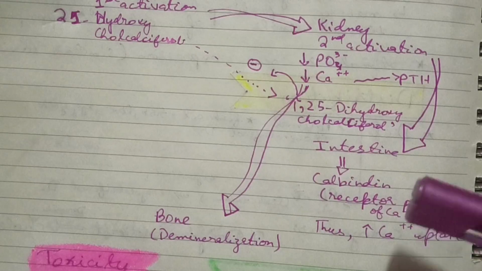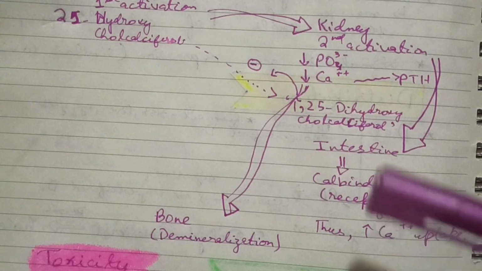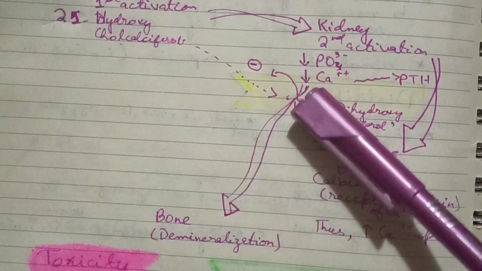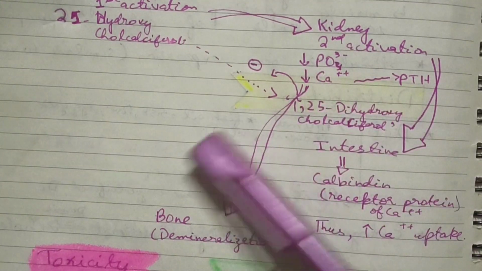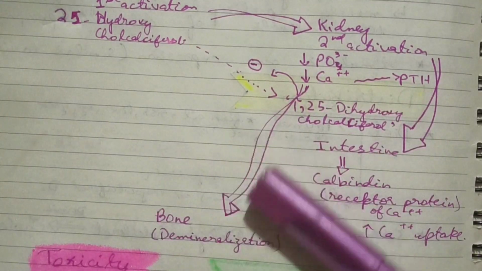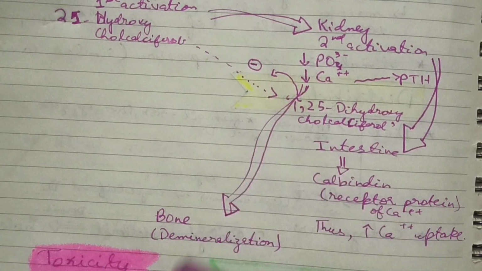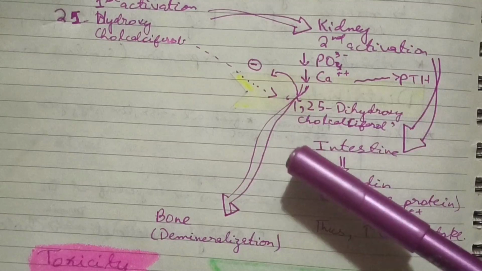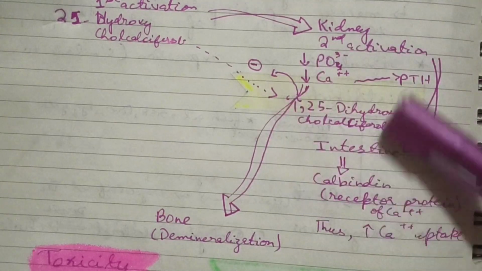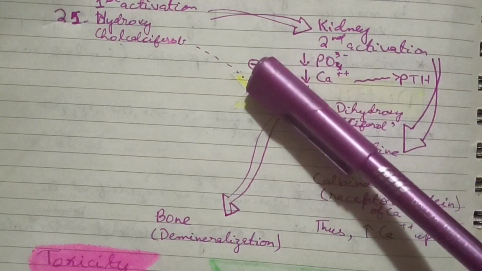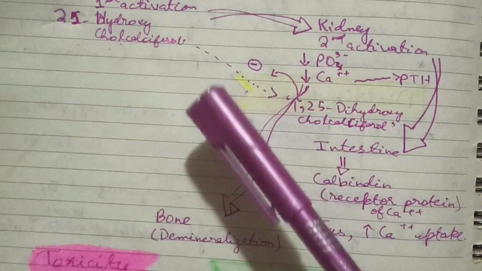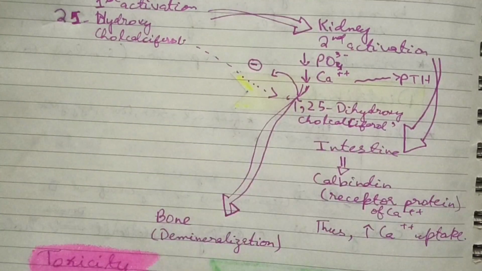What will it do? It will increase the uptake of calcium. While the uptake of calcium is being increased, it will also produce its effect on bones, which will demineralize the bones and raise the levels of calcium in our blood. Once the activated form is produced in sufficient quantities, it will have a negative effect on the inactivated or partially activated form to stop further activation.